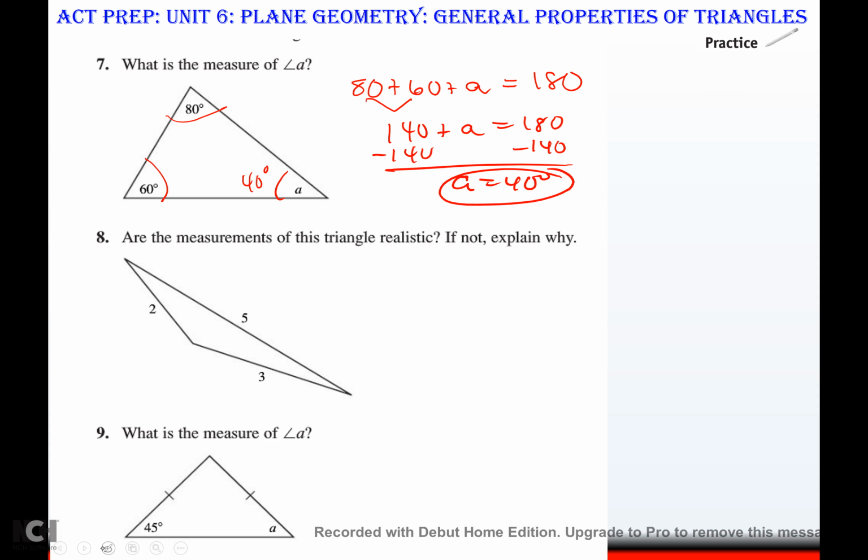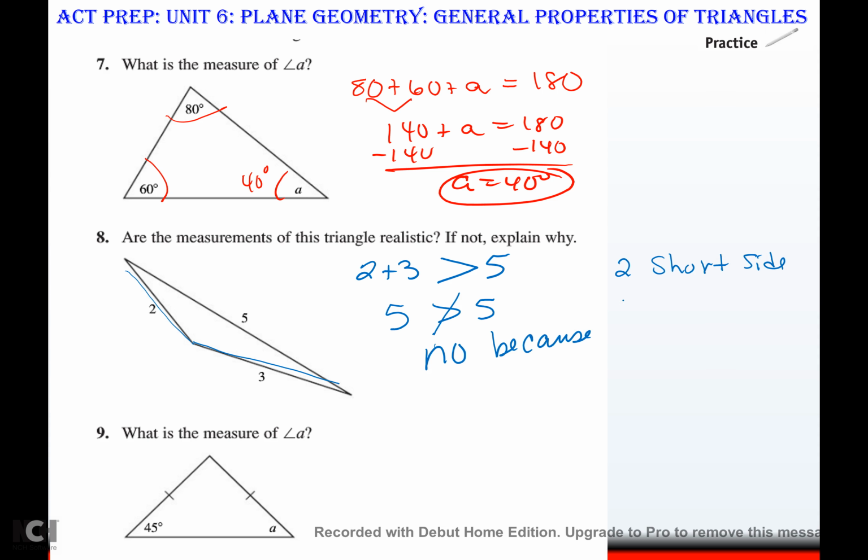Okay, and 8 says, are the measurements of this triangle realistic? If not, explain why. That's that one fact that says the 2 smaller sides of a triangle have to add up to more than the third side. Well, that gives me 5 is greater than 5, and that is false, so this is no, because, I can't spell because, the 2 shorter sides have to add up to more than the third, or the longest.